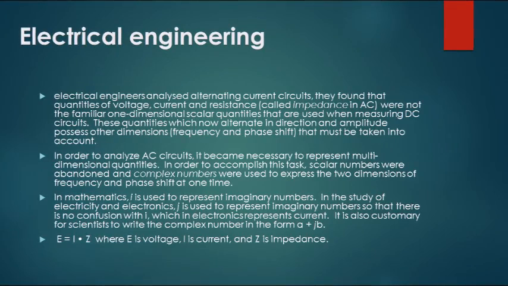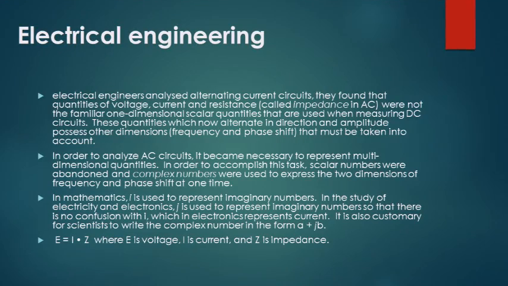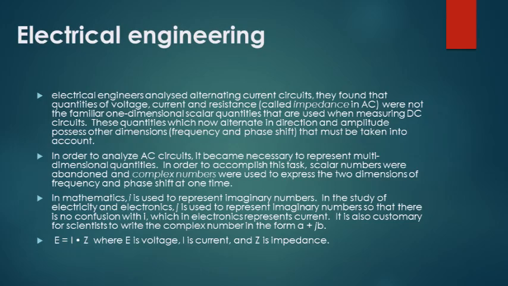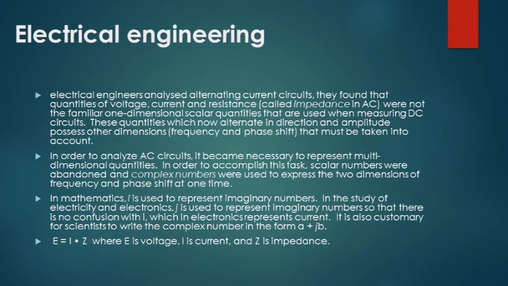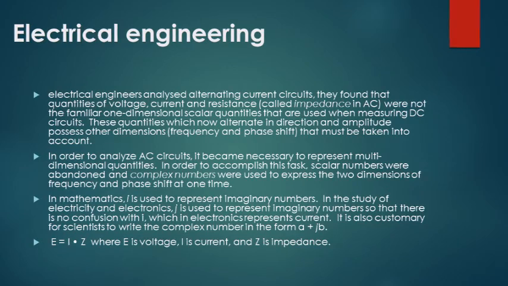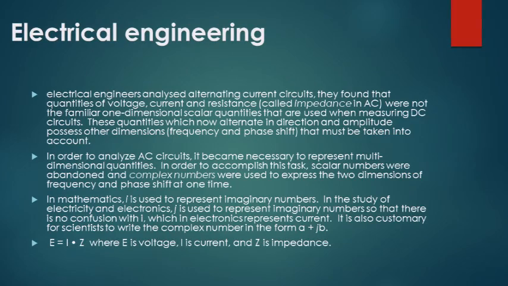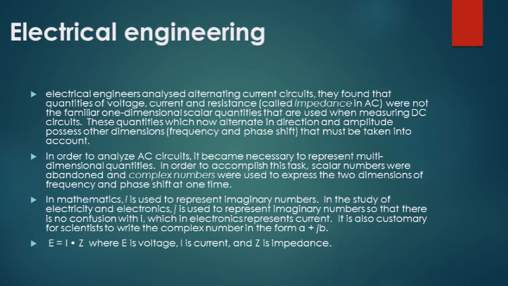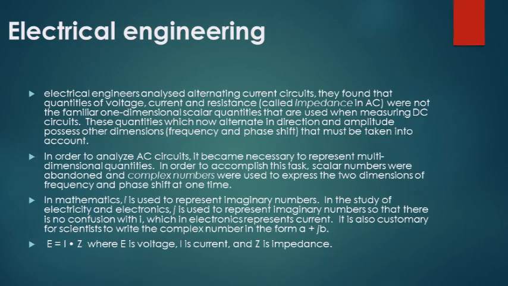In mathematics, i is used to represent the imaginary number. In the study of electricity and electronics, j is used to represent the imaginary number instead, so that there is no confusion with i, which in electronics represents current. It is also customary for scientists to write the complex number in the form a + jb.